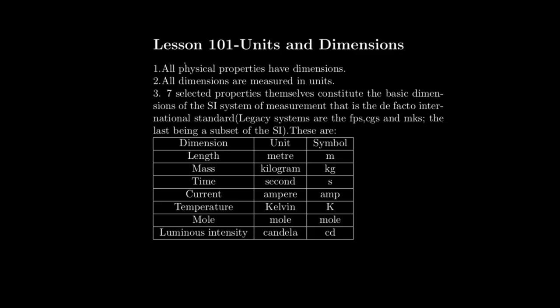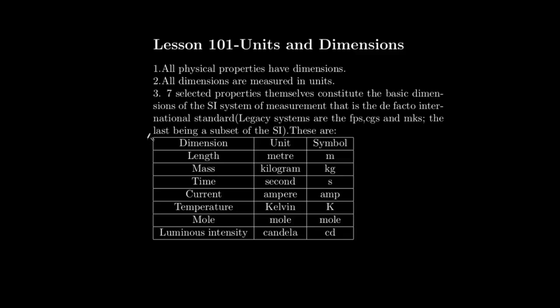Lesson 101. Units and dimensions. All physical properties have dimensions. All dimensions are measured in units. 7 selected properties themselves constitute the basic dimensions of the SI system of measurement, that is the de facto international standard. Legacy systems are the FPS, CGS and MKS, the last being a subset of the SI.